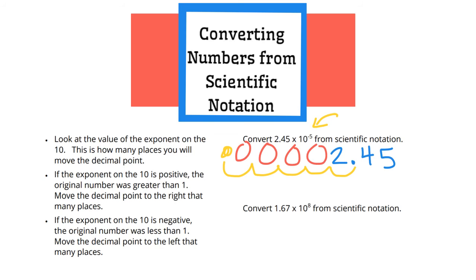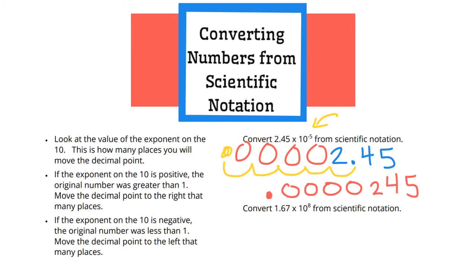So my final answer is 0.0000245. So we converted 2 and 45/100ths times 10 to the power of negative 5 from scientific notation. So let's try the next example.